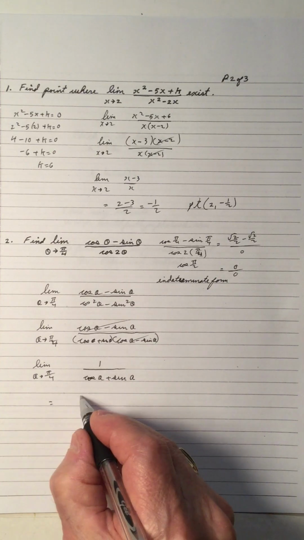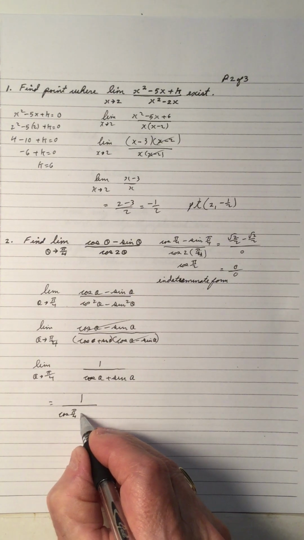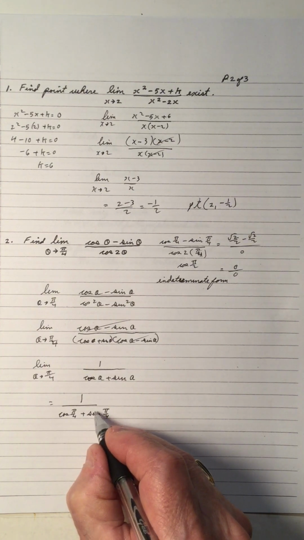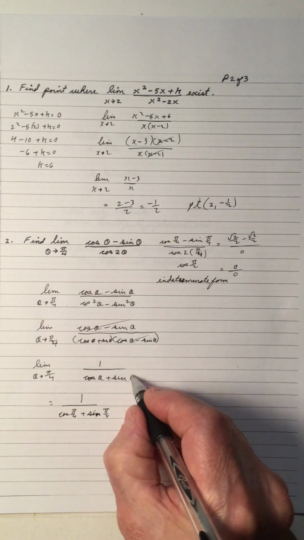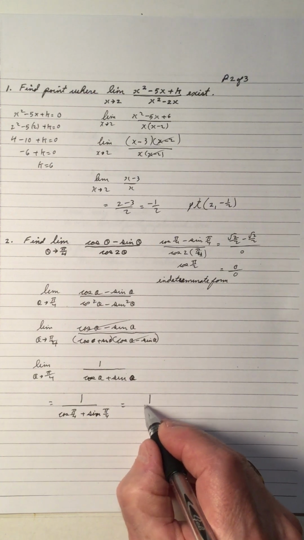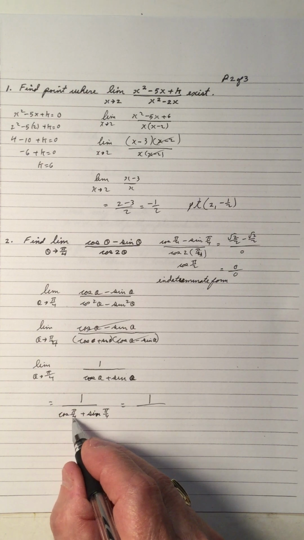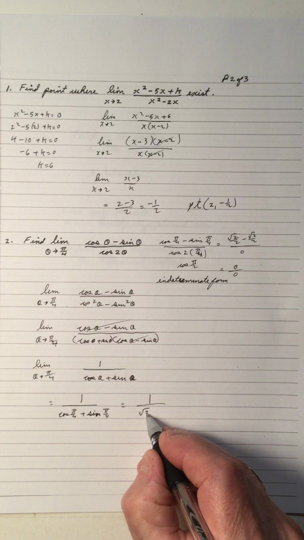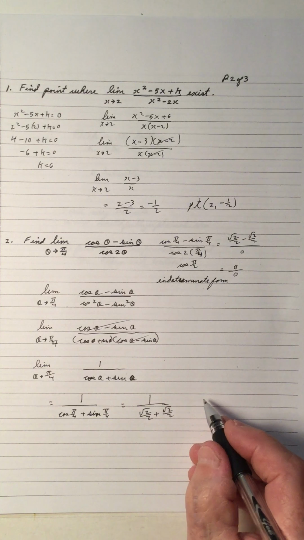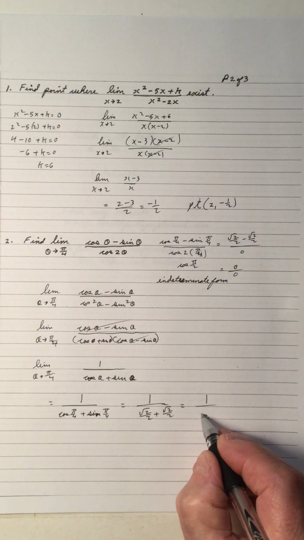So if I put pi over 4 in, I get 1 over the cos of pi over 4 plus the sine of pi over 4. That's theta right there. And we have the cos of 45, that's pi over 4, 180 divided by 4 is 45. Cos of 45 is root 2 over 2. The sine of 45 is root 2 over 2. It's in the first quadrant.